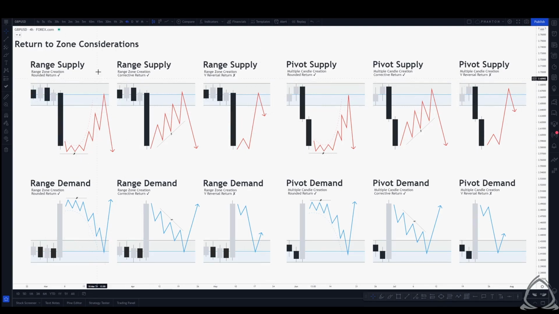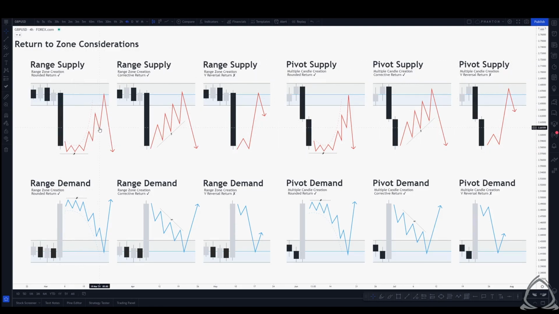Again, we're looking at it from the lens of range created supply and demand and pivot created supply and demand. But as we spoke about in the previous section, even if it is range created supply or demand, we can also map out our zone using the pivot theory, or refining to a bullish candle before that down move or a bearish candle before that up move. However you map the supply zone is up to you at this point, but now we're focusing on how price returns.